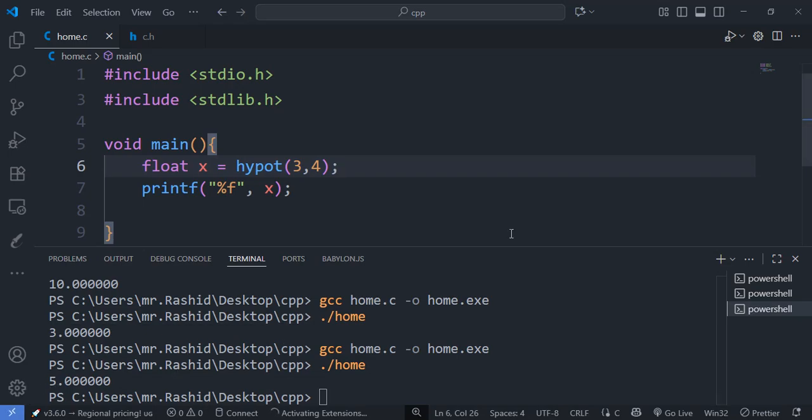So that is it about math functions in C. Play around with them, you can create good programs with math functions.